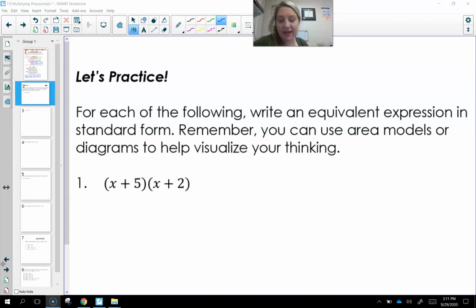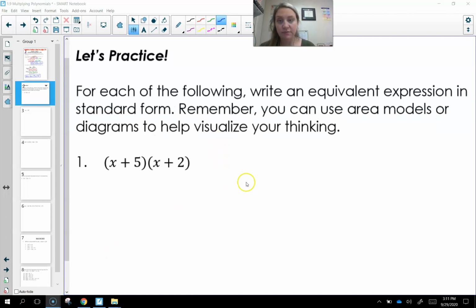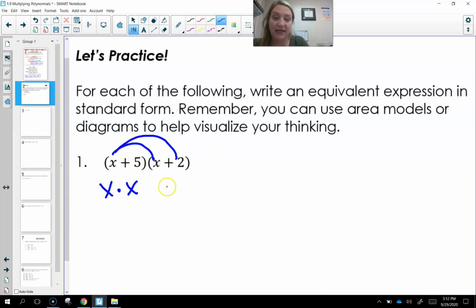All right, so for this one, we have x plus 5 times x plus 2. We can distribute, or we can use a model or a table to do this one. I'm going to distribute with this problem. I'm going to take my first x and distribute it to both pieces of my other parenthesis. So I'm going to do x times x, and x times a positive 2. And my x is positive, so I'm going to put a plus sign there. Then I take my 5, and I'm also going to distribute that to both pieces. So it kind of looks like a rainbow.